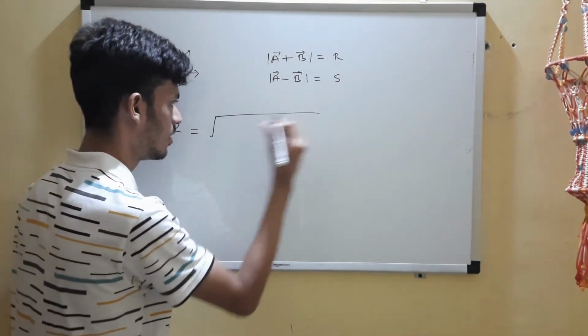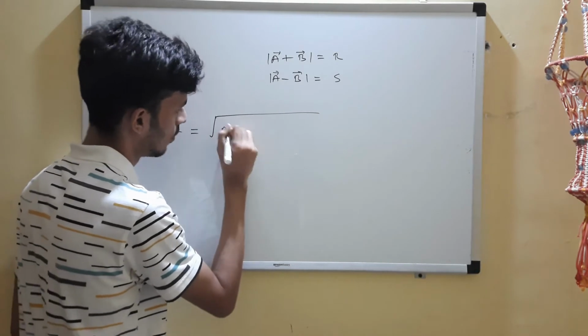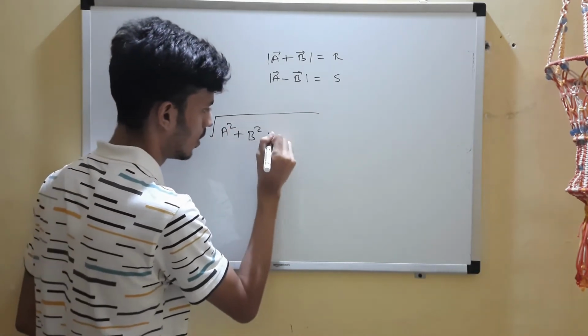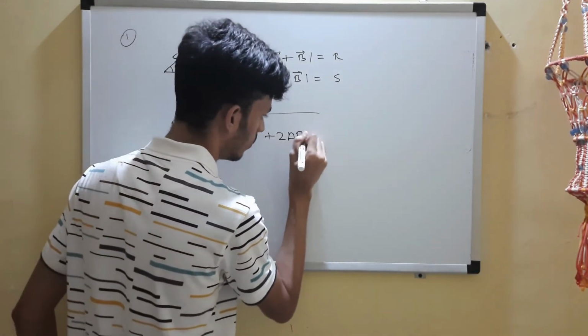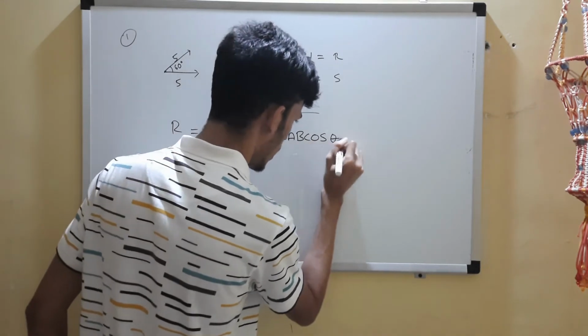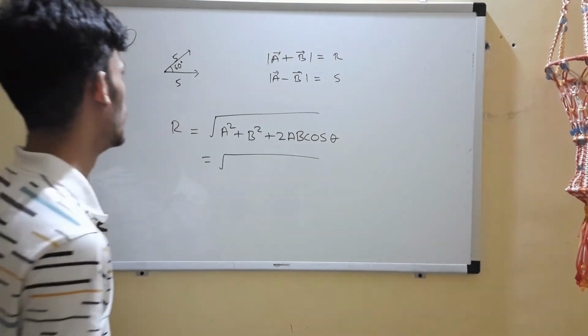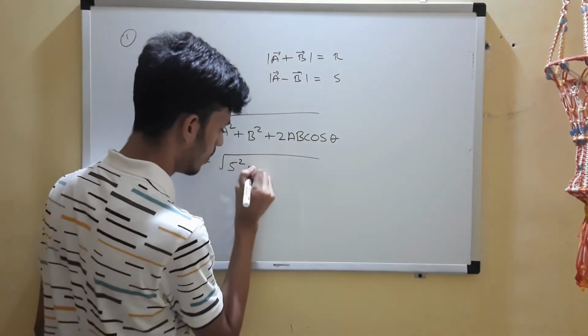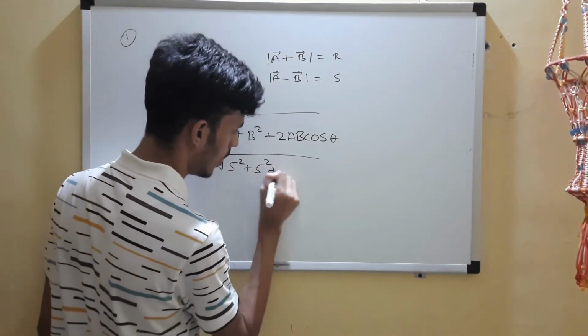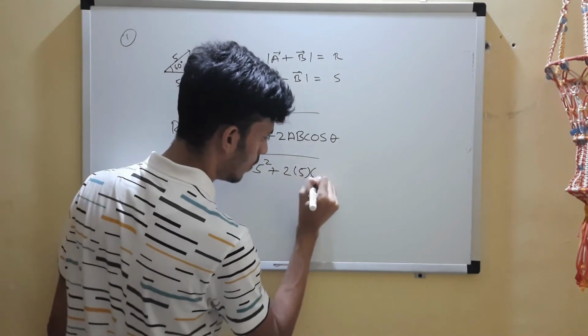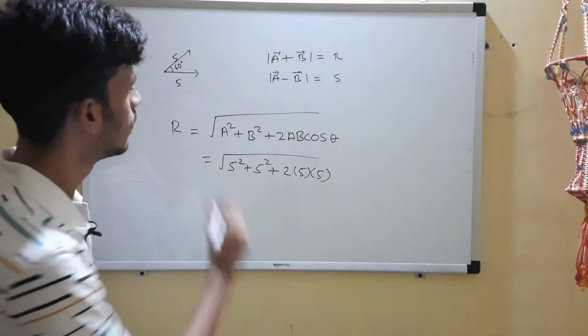So an easy job. I'll write the formula once: a square plus b square plus 2ab cos theta. Learn this by heart, it's useful everywhere in 2D. So 5 square plus 5 square plus 2 into 5 into 5, and cos of 60 degrees.